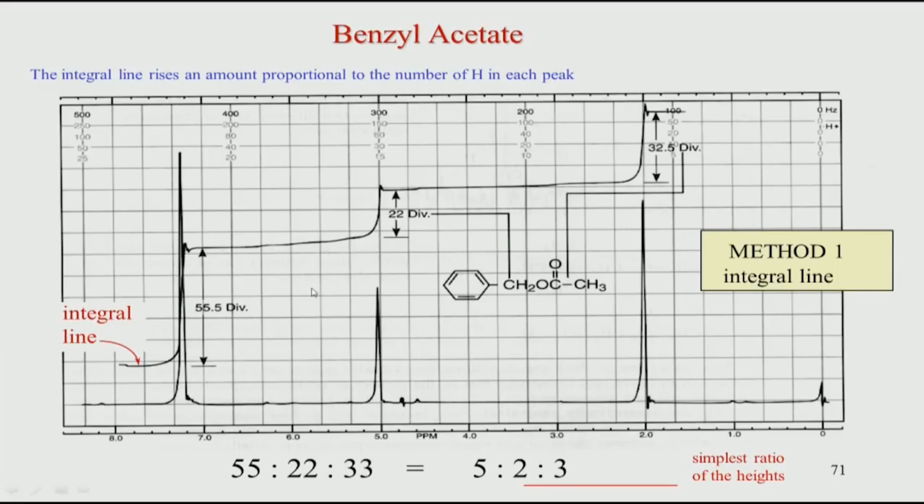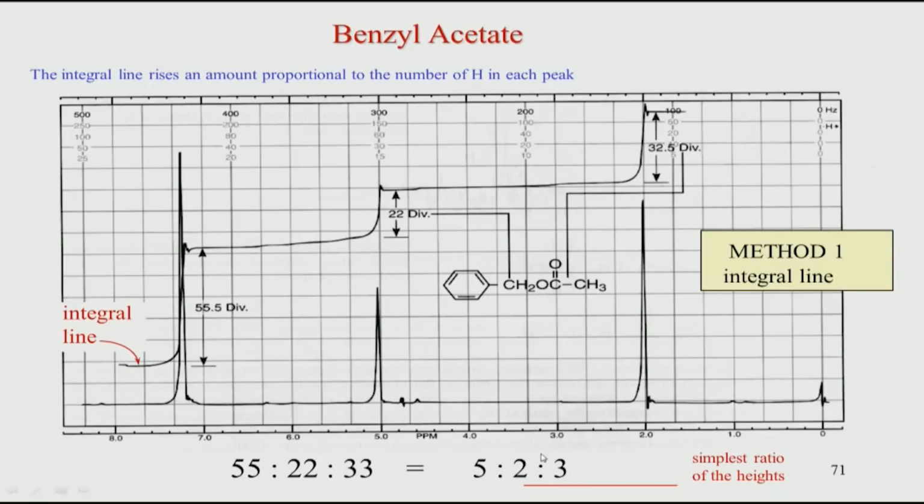Therefore, the peak you get in the aromatic portion should be 5 compared to what you get in the CH2, which is 2, and what you get in the CH3 should be 3. So, you should have this ratio 5:2:3. This is the simplest ratio of the heights. What we typically do is measure the area under each peak, the ratio of these areas is taken, and the ratio is what is presented in the spectrum.